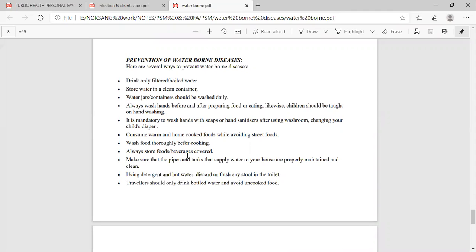At least 3 to 4 times in a month you should try to clean the pipes and tanks, because if they are dirty, then it is a breeding place for mosquitoes. Then there is the presence of various insects, and earthworms. So you should always wash your pipes and tanks at least 3 to 4 times in a month. And you should always use detergent and hot water.